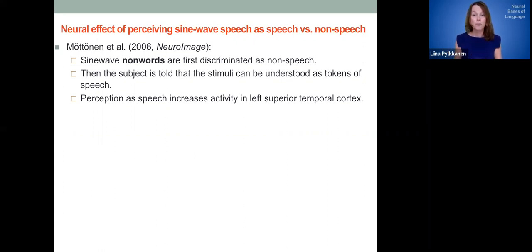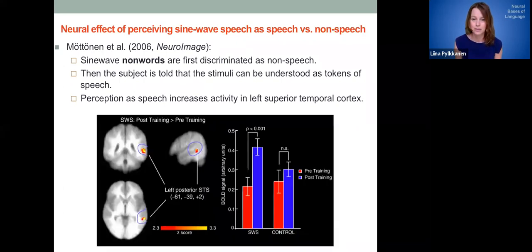This was an fMRI study, so you're measuring hemodynamic activity, with no particular timing information of relevance here. What they learned is that when you're perceiving these signals as speech, that increases activity in the left superior temporal cortex, so around the auditory cortex. So when you think it's speech, your auditory cortex gets more interested in the stimulus. This is specifically their data: that's the hotspot in which the signal increased when you thought it was speech.